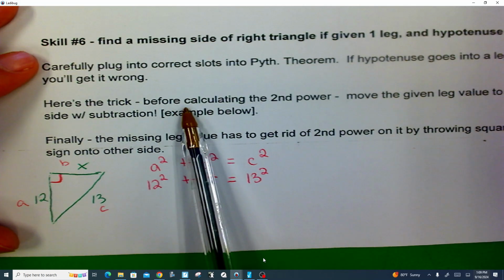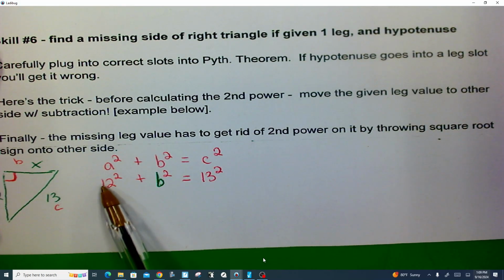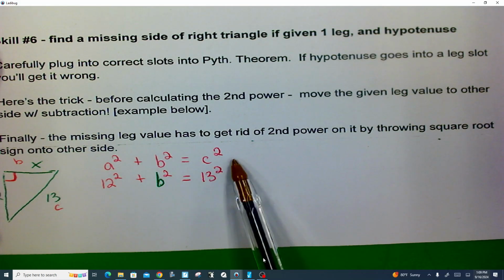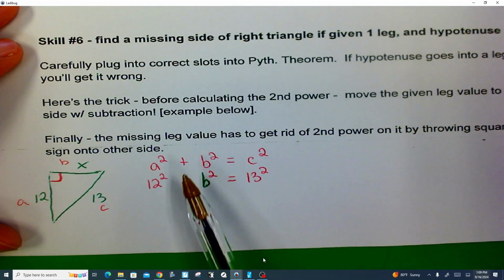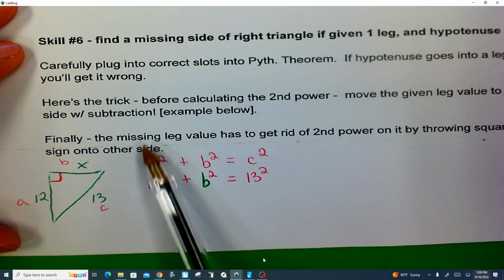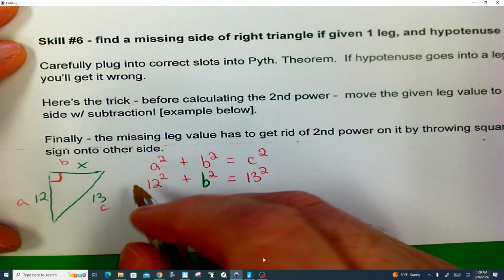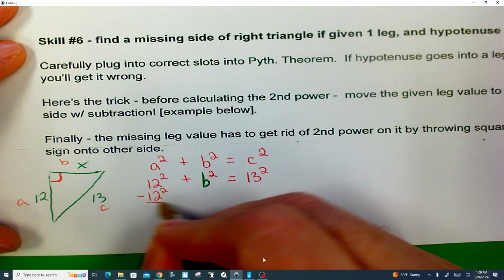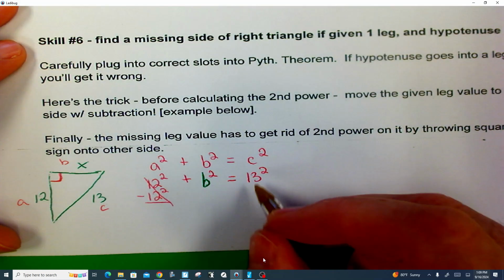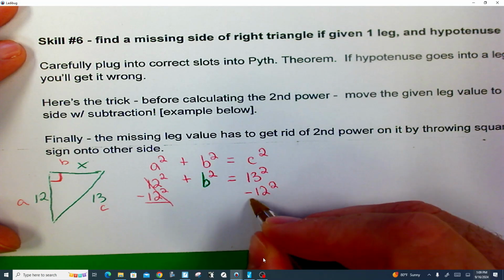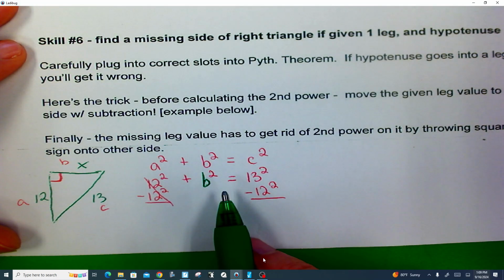Now, here's the trick. Before calculating the second power, before you start going like 12 to the seconds 144 and 13 to the seconds 169, before you do that, move the given leg value, this one, to the other side with what? So let's just do this. Minus 12 to the second power. Boom, it's gone. Now go to the other side of the equal sign and just say minus what? 12 squared.